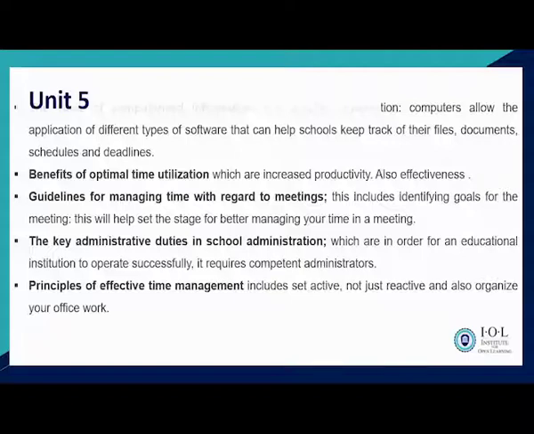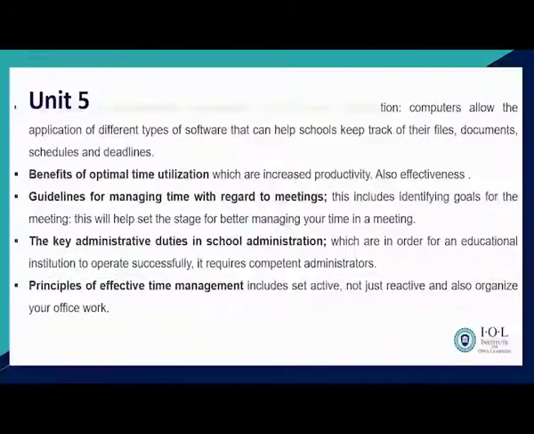Guidelines for managing time with regard to meetings. How do you manage your time during meetings? This includes identifying the goals of the meeting. Your meeting was to talk about the learners' absenteeism. All of a sudden you are talking about alcohol abuse. You must know what you are meeting for. This helps to set the stage for managing your time in a meeting, because you are not going to dwell on things that are not necessary. You are going to dwell on things that the meeting was called for.